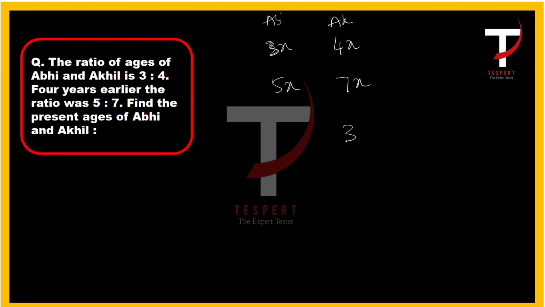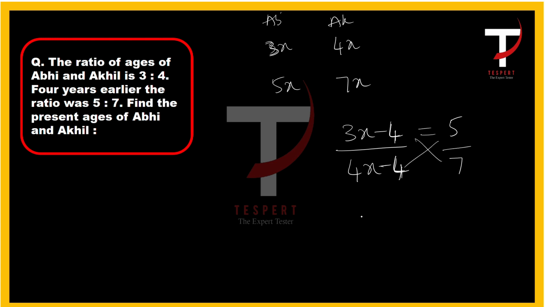So the present age of Abhi is 3x and before 4 years, so minus 4, that will be equal to age before 4 years, that is 5, divided by the present age of Akhil is 4x and before 4 years, that means we must subtract, and the age before 4 years is 7.